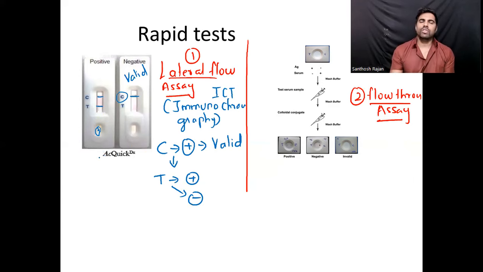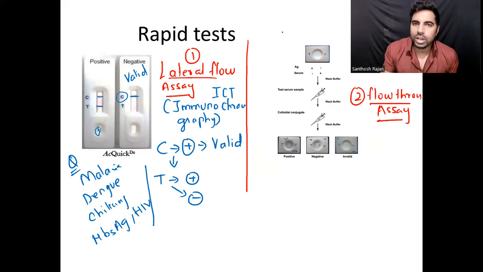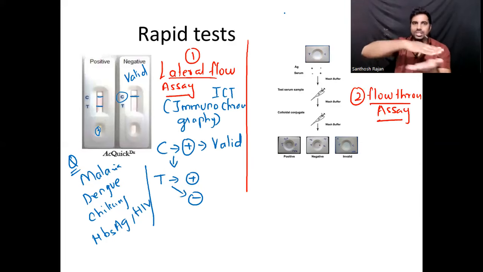For many of the microbiological tests we use this. The very popular ones are malaria, dengue, chikungunya, and even hepatitis, hepatitis B, HBsAg, everything we have, even HIV also. Rapid test is a very, very important test. Lateral flow is a rapid test, quickly available. Flow through assay is basically flowing like this. Here it is going lateral flow, it is going like this, that's what I showed.